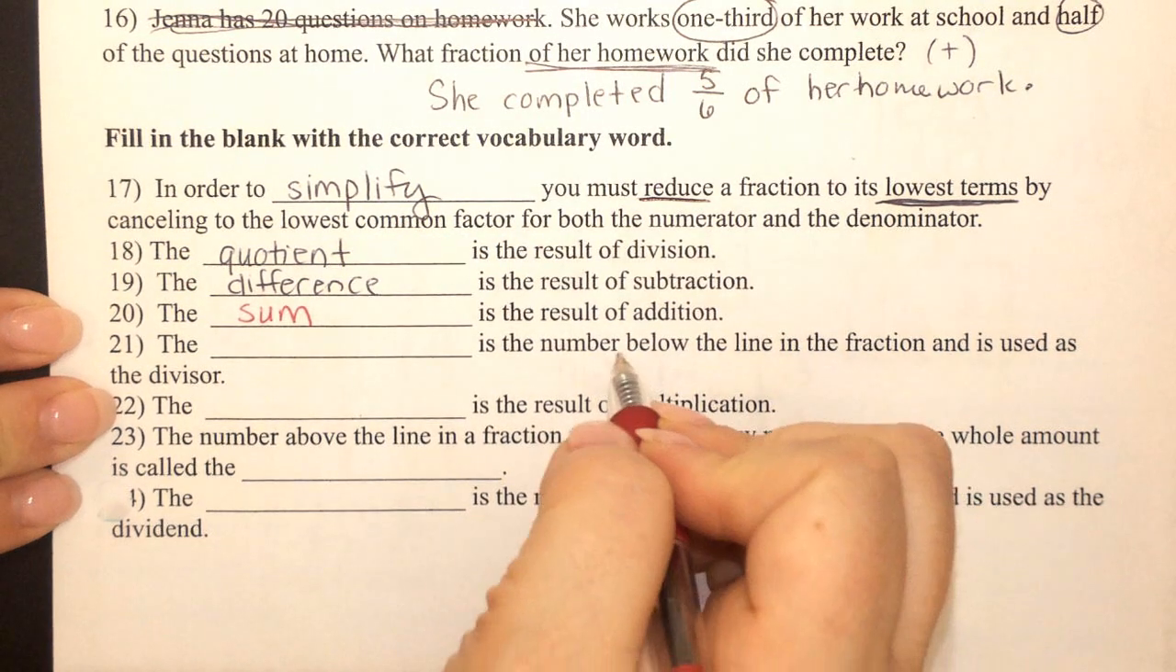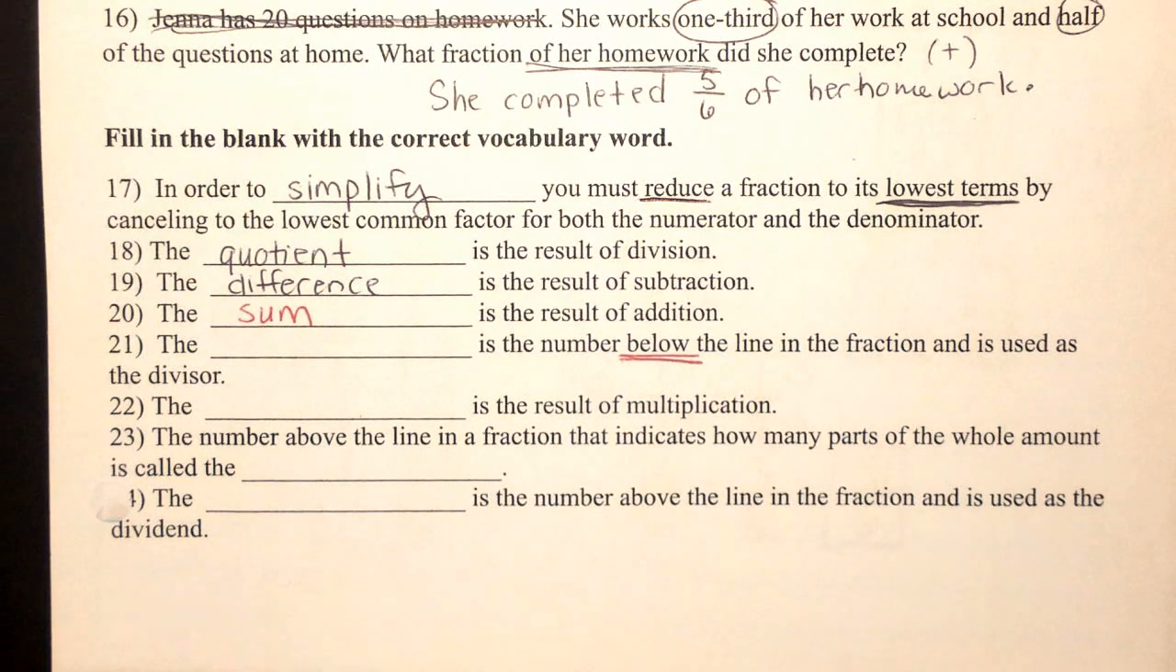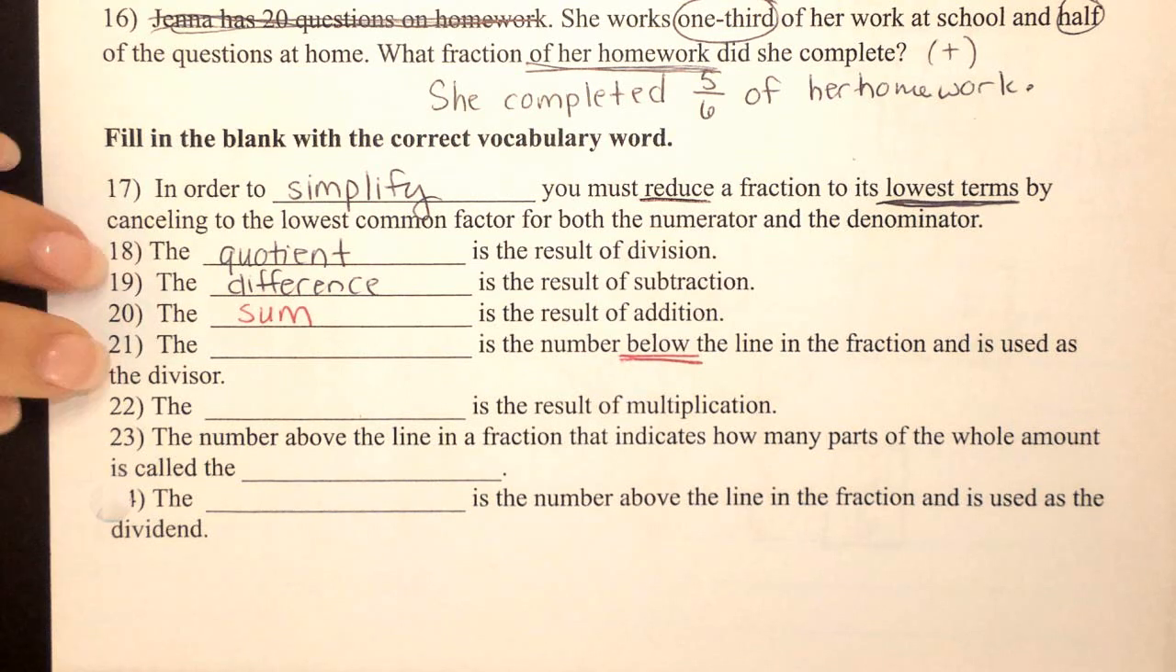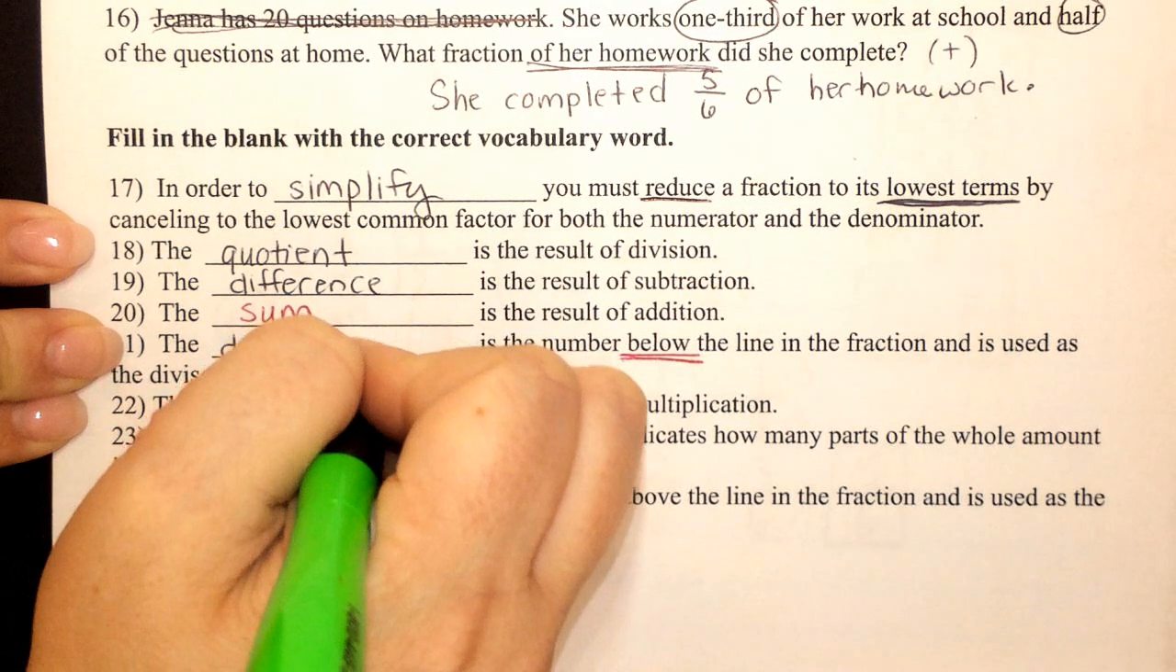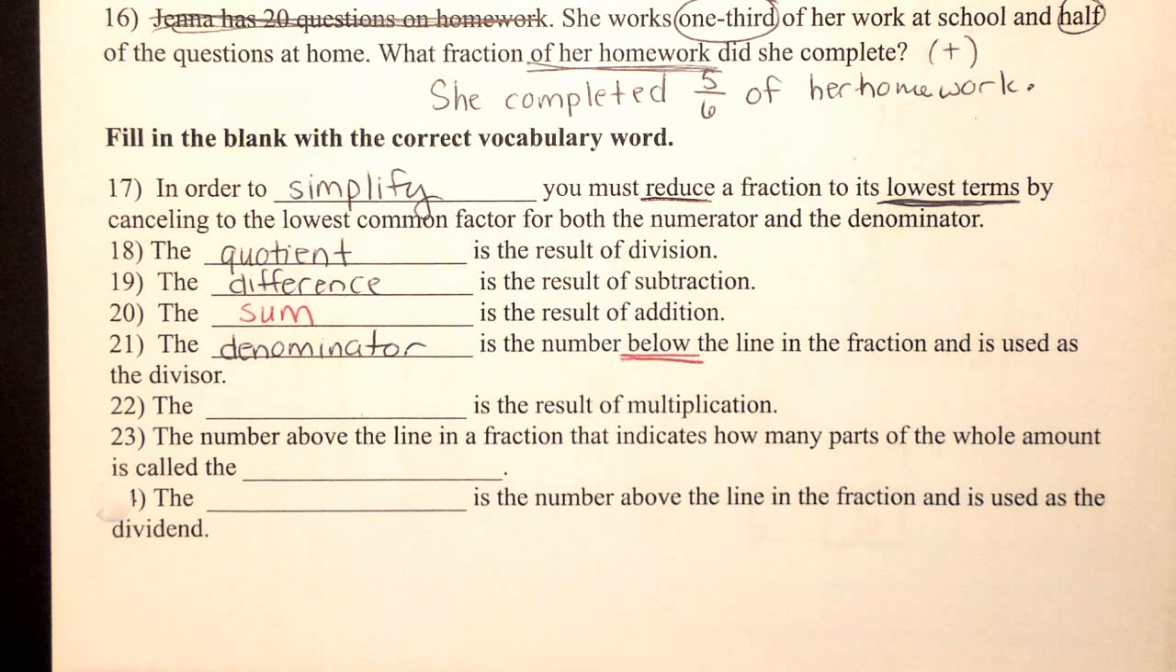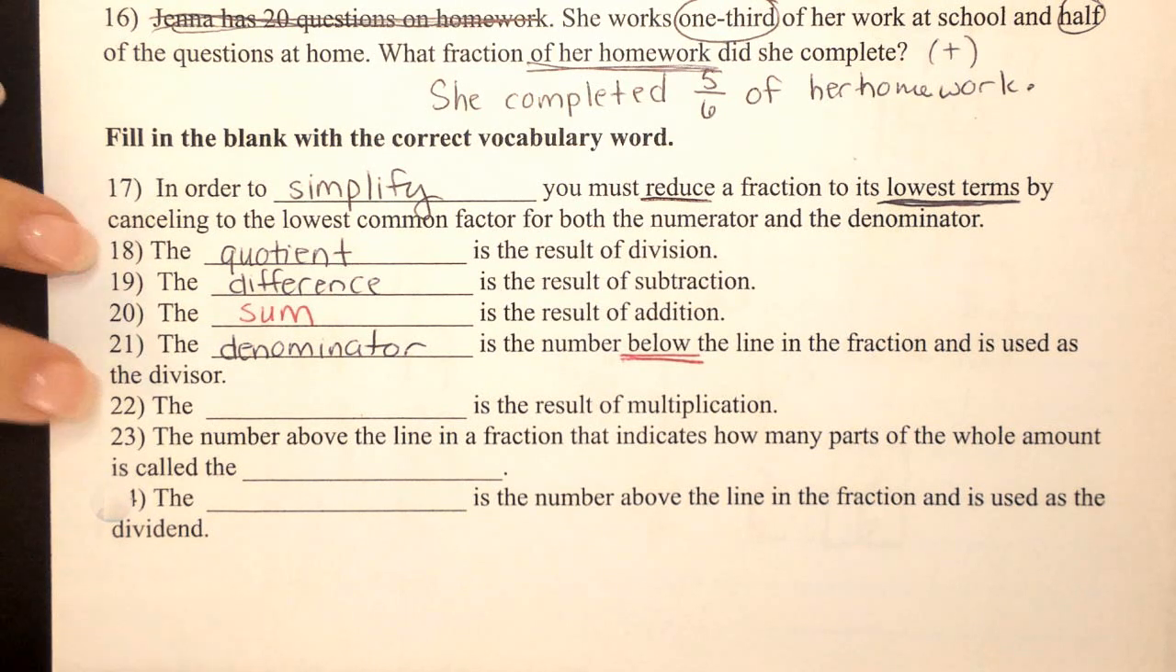Alright, the number below the line. Which number would be below the line in a fraction? Below the line in a fraction. Braden. Denominator. Remember, below the line, down. Denominator for down. So we're going to fill in denominator. All right. Next one says the result of multiplication. What's going to be the result of multiplication? Julia? Product. I'm going to take product off the list. So we have product.